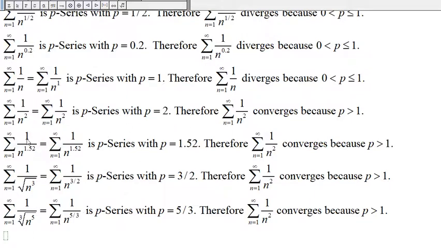The series 1 divided by n to the 1.52 is a P series with P equal to 1.52, which is greater than 1. And therefore this series right here converges.